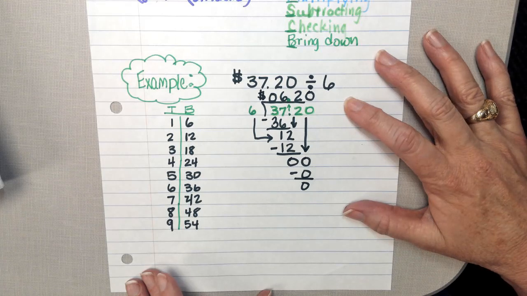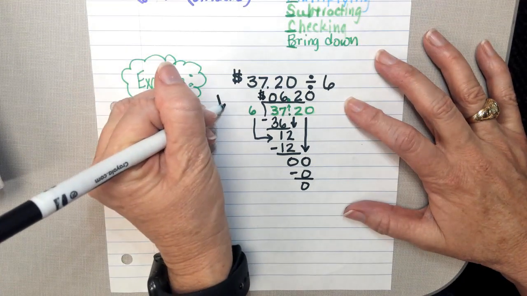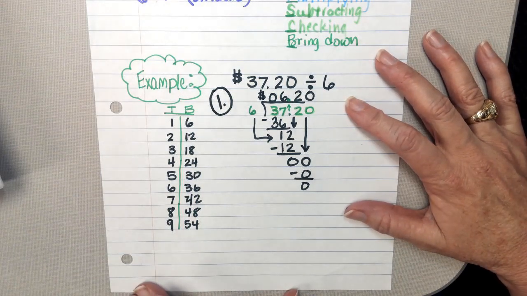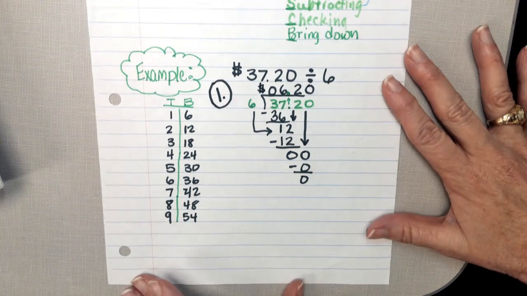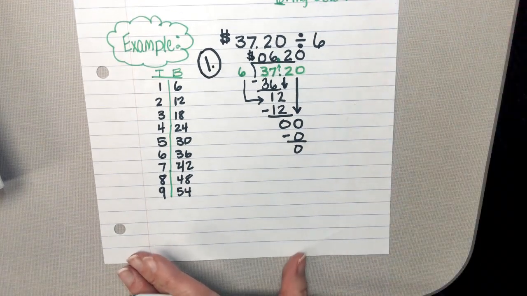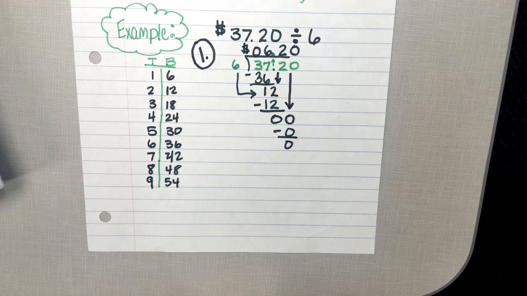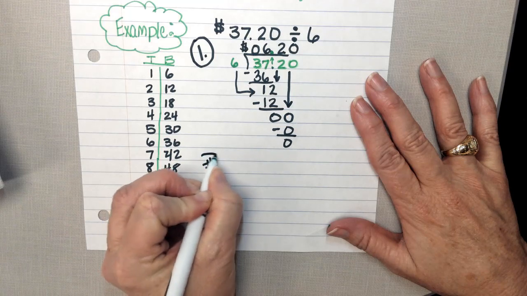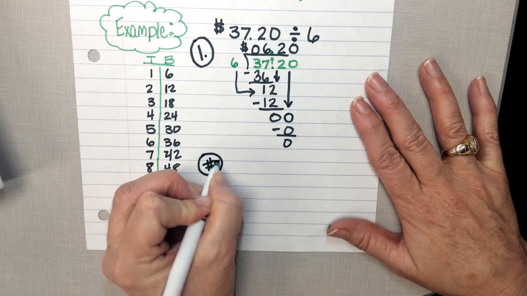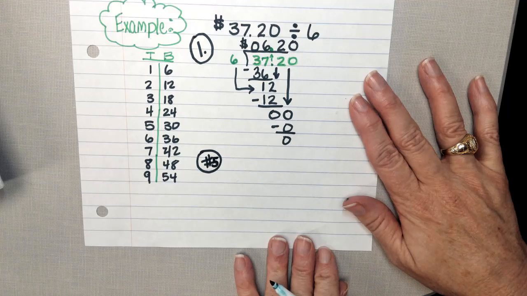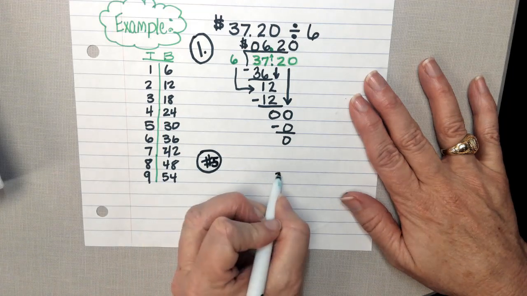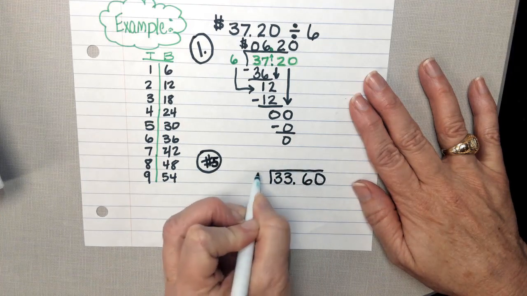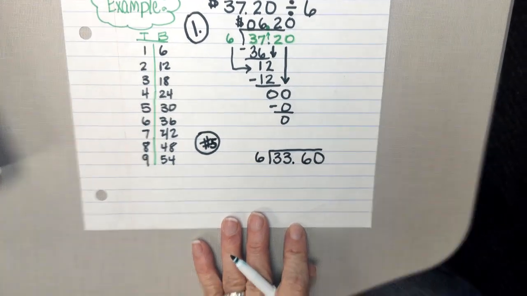So this example is going to be your number 1 on today's work. Okay. So there's no need to do that one again later. The next one where you're dividing by 6 on today's practice happens to be number 5. So we can go ahead and put number 5 in here also. And for number 5 we have $33.60 being divided by 6.